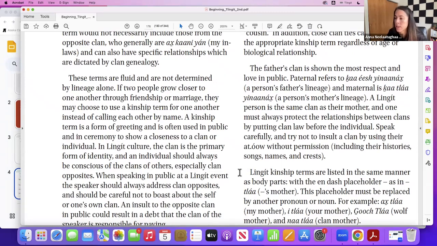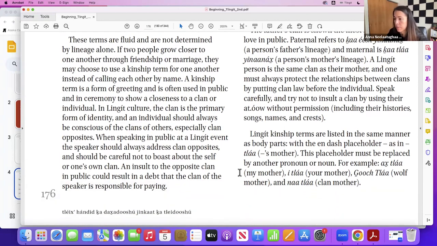In Tlingit culture, the clan is the primary form of identity, and an individual should always be conscious of the clans of others, especially clan opposites. When speaking in public at a Tlingit event, the speaker should always address clan opposites and should be careful not to boast about the self or one's own clan. An insult to the opposite clan in public could result in a debt that the clan of the speaker is responsible for paying.